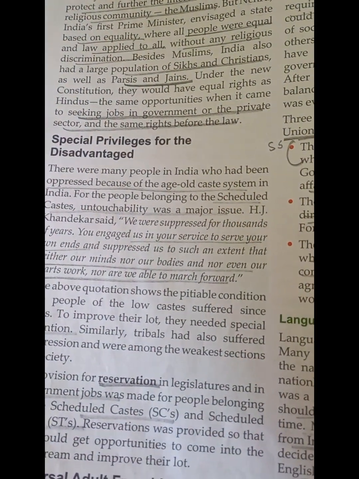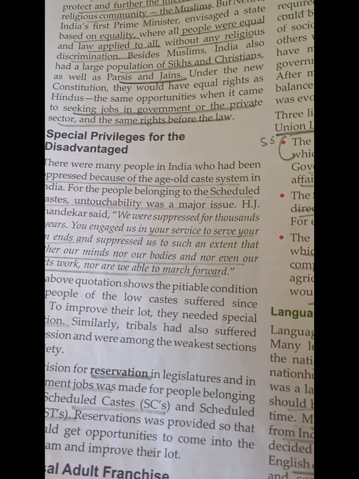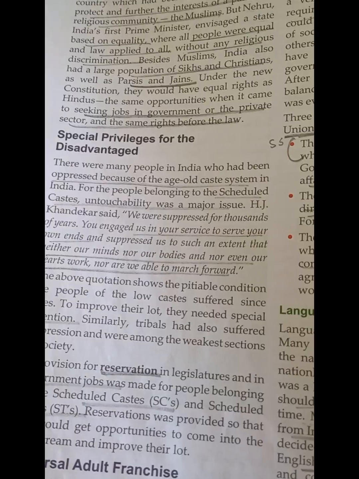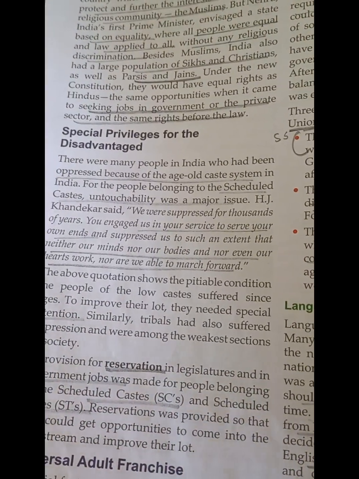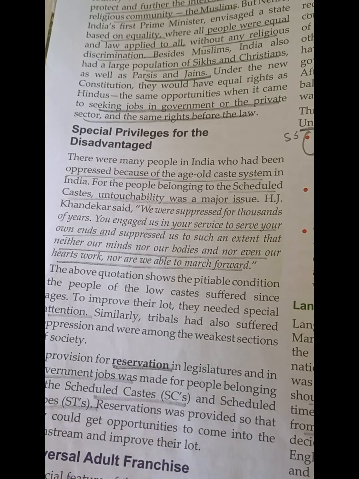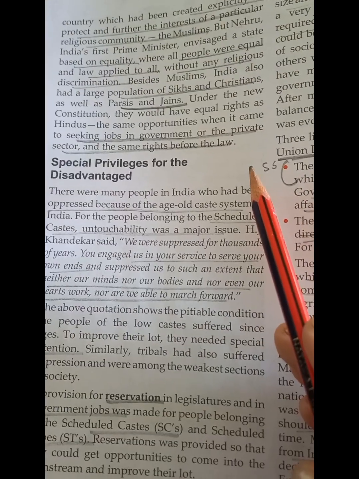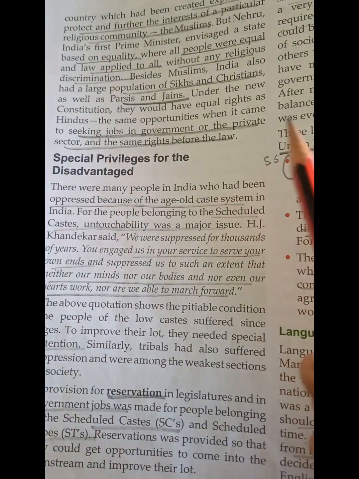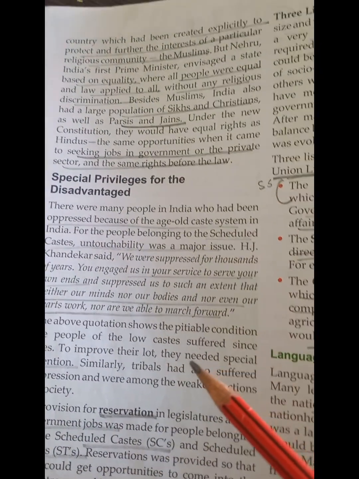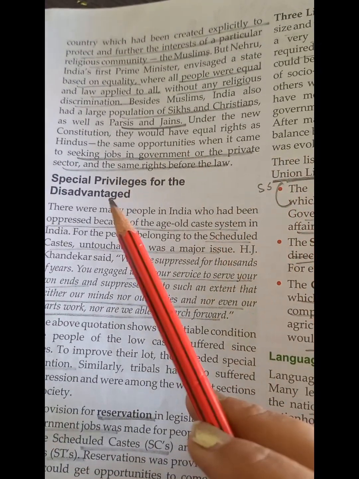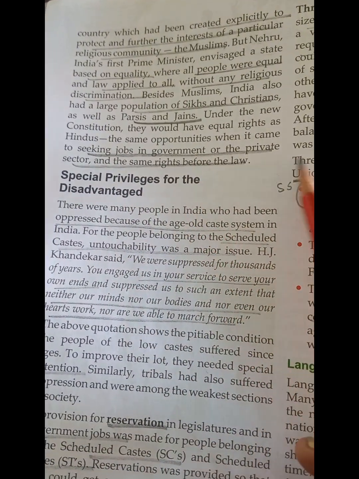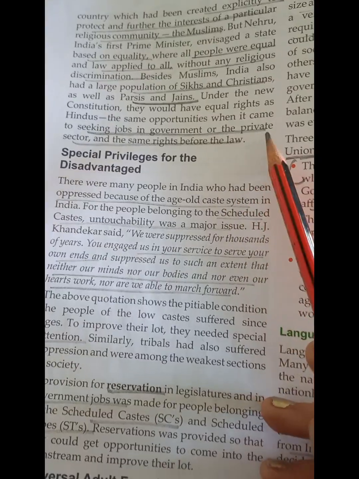He said that along with Muslims and Hindus, there were Christians, Parsis, and Jains that were also living in India, and India will be a democratic country. It will work on the basis of equality. And under the new constitution, all the people of India belonging to any caste or any religious community have equal rights as Hindus and the same opportunities when it came to seeking a job in government or in the private sector, and the same right before the law.